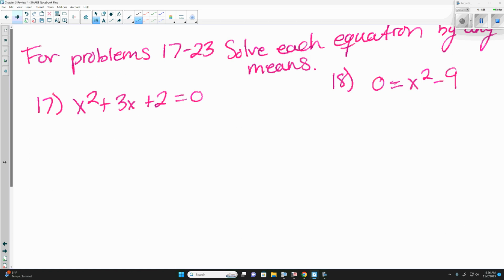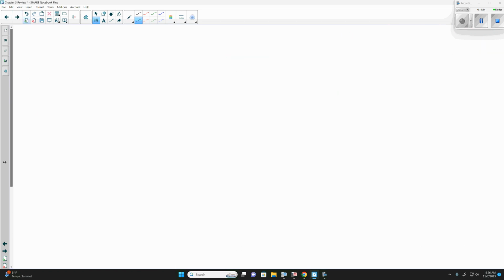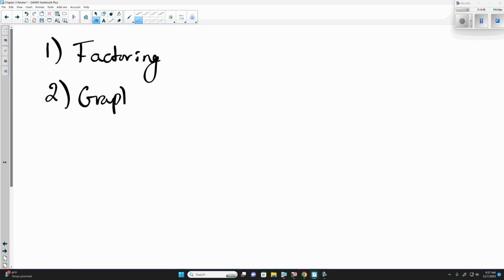17 through 23. Solve each equation by any means. The first way we went over solving was by factoring. The second was graphing. The third method was completing the square. Okay.